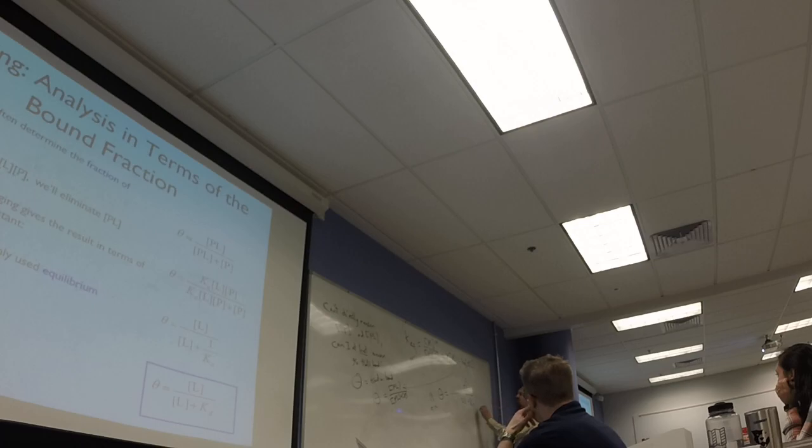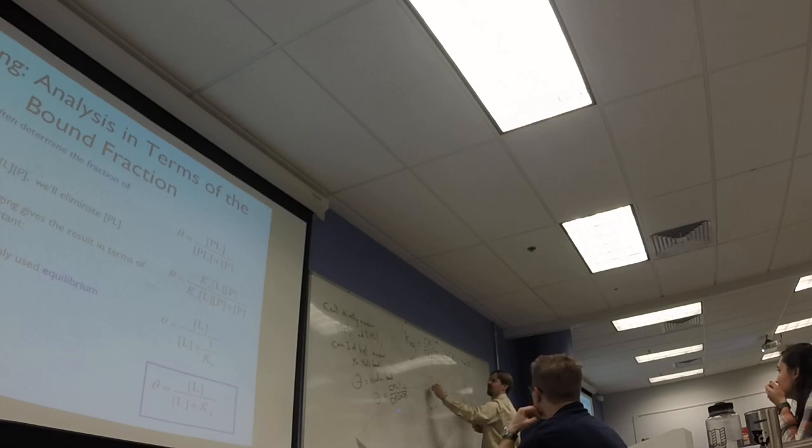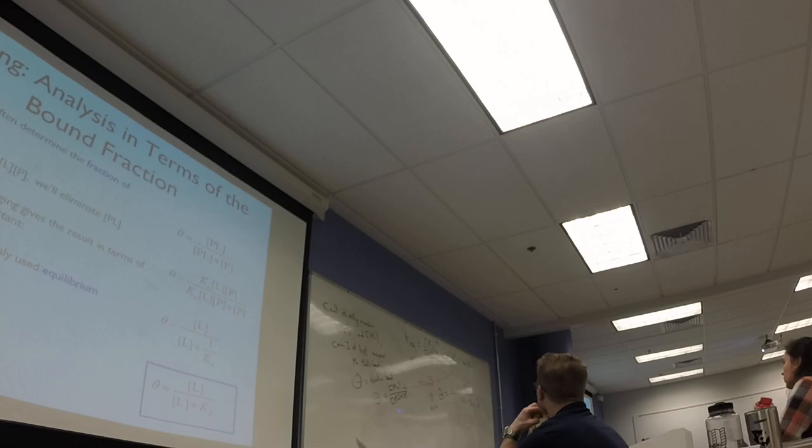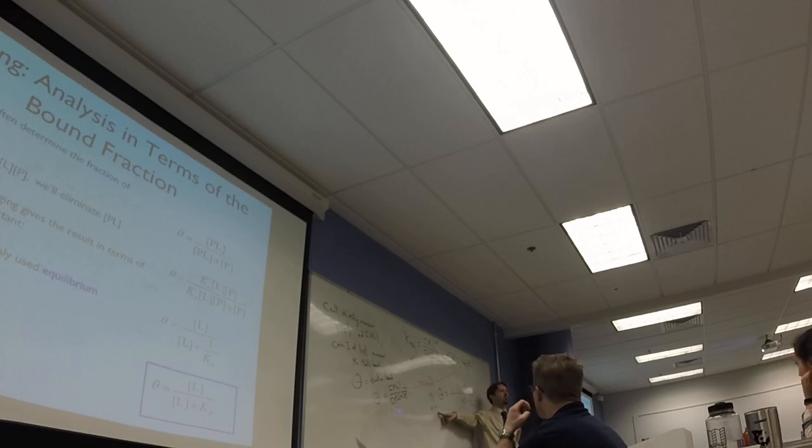Let's put in a different number. What if my KD wasn't 1? What if my KD was 100? I'd have 10 over 110, which is 9%-ish. So notice this weird dichotomy, this inverse behavior. The smaller your KD, the better you bind. The bigger your KD, the worse you bind.